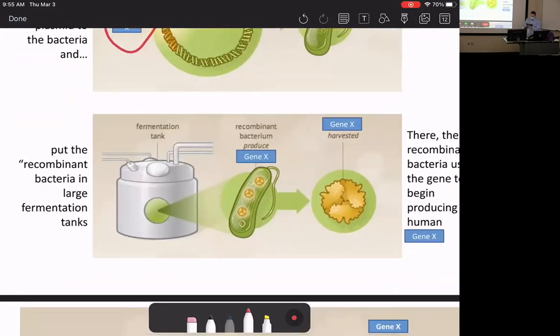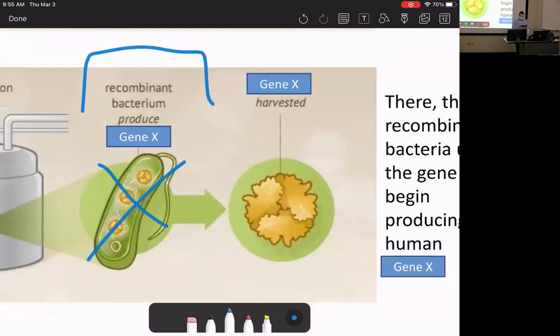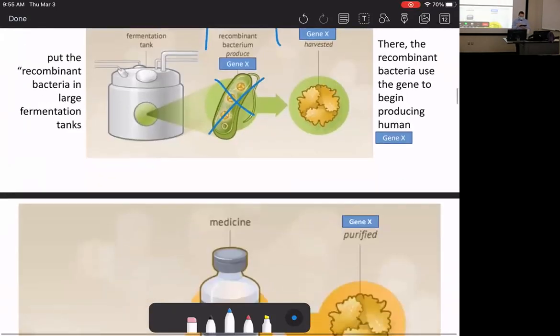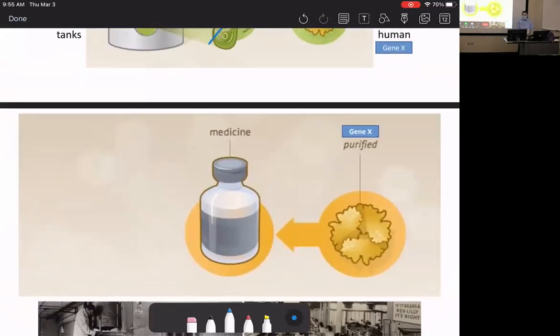From this point, we take all the bacteria, we mash them up, we harvest the gene. And the way that we can do this, you don't have to know for this part, but we basically have tools in chemistry that can just pull this specific gene away for us. So we harvest everything up. We purify that and call it medicine.